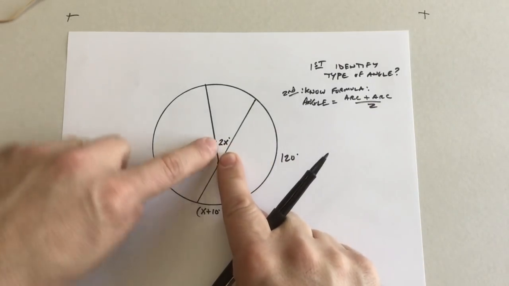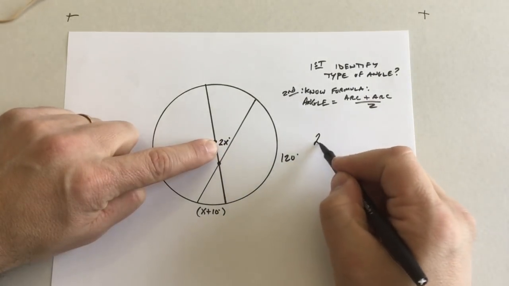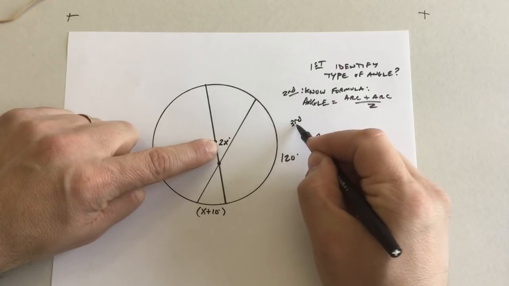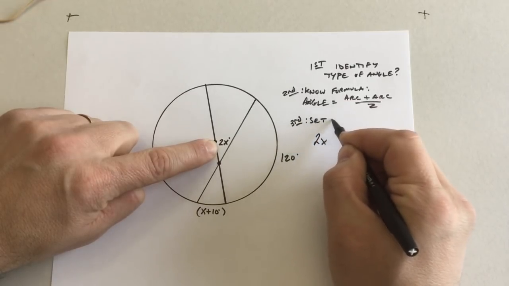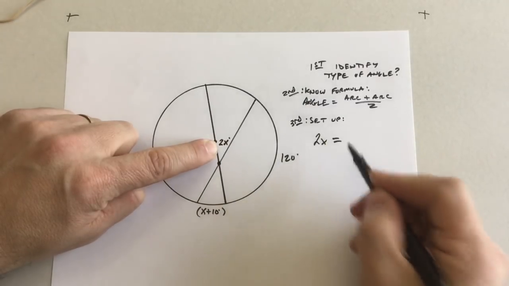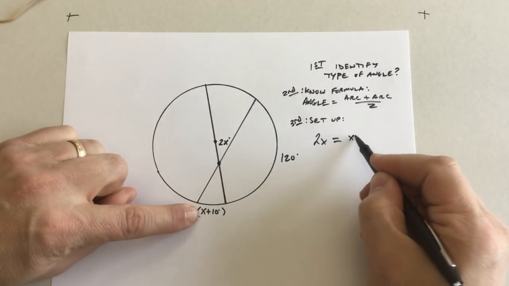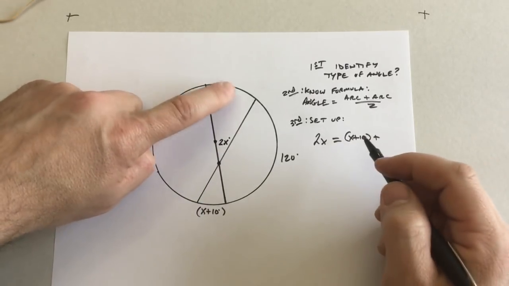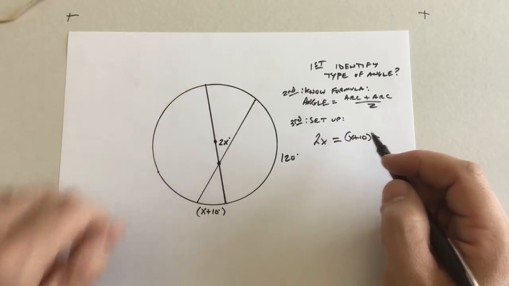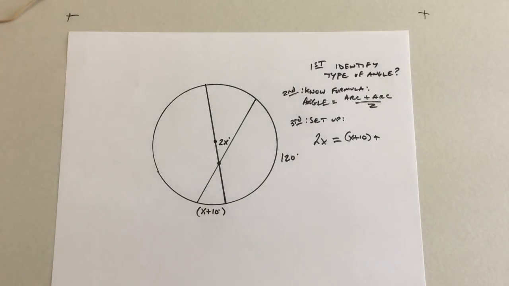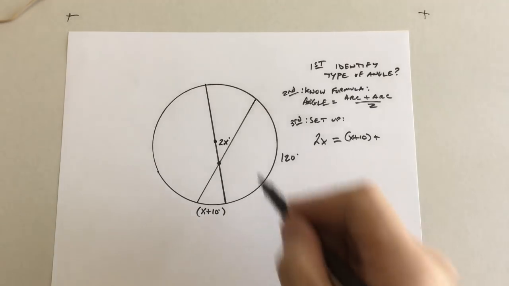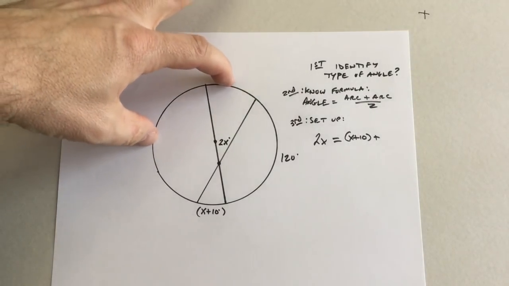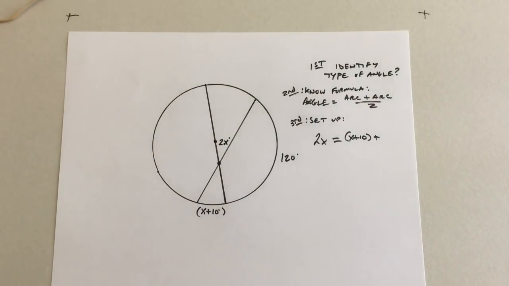So the angle, do we know what the angle is? No. You're going to put 2x. So third, set up. 2x is the angle. One of the arcs is x plus 10. The other arc, I don't know what the other arc is. Is there a way in this picture to figure out what the other arc is? Is there some kind of useful information? I know 360, but we don't know either one of these right now. 360 is not going to work for us.